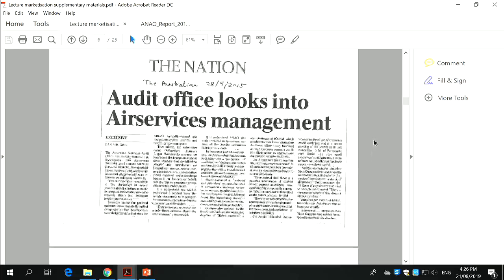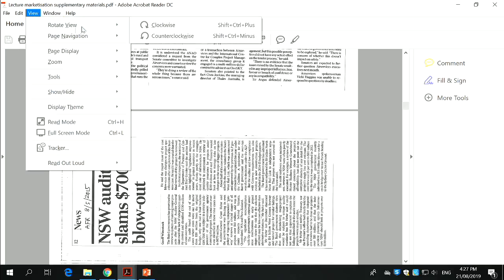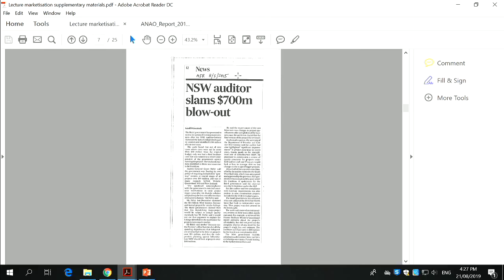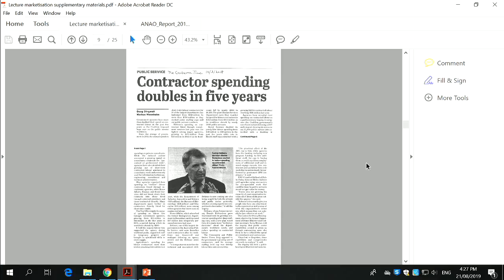Okay. And the audit office looked into the air surface management and the outsourcing contracts, so I said there were conflicts of interest discovered by the audit office. And for this one, again more recent, 2015, New South Wales still had a cost blowout, and Medicare was already outsourced. That was back in 2016, but it's already outsourced. This is very recent, right?